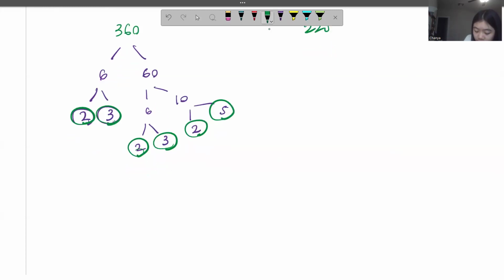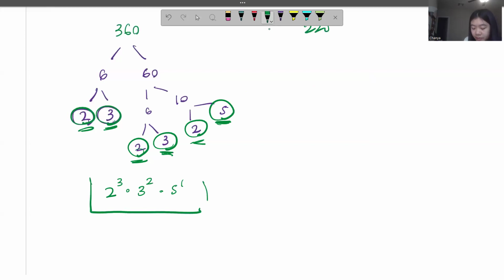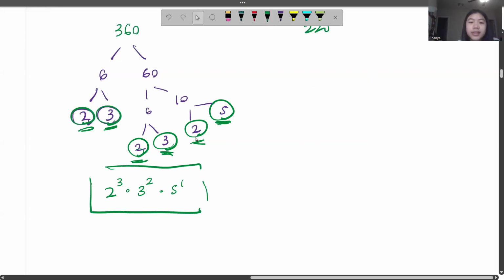Since you have 1, 2, 3 2's, that's 2 to the power of 3, and you have 1, 2 3's, so times 3 to the power of 2, and then you have 1 5, so times 5 to the power of 1. This should be your prime factorization of 360.